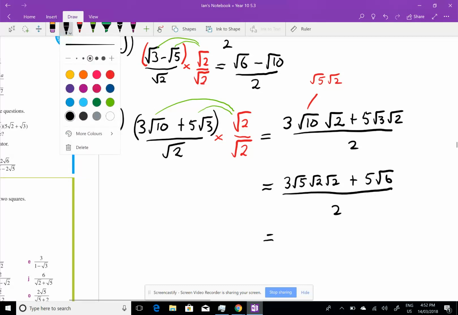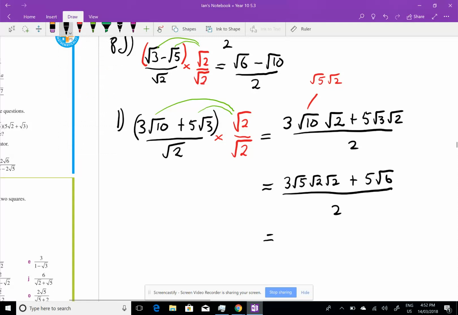Well, root 2 times root 2 is 2. 2 times 3 is 6. So I get 6 root 5 plus 5 root 6 on 2. And that's 8l. 6 root 5 plus 5 root 6 on 2. Am I right? Yes! Yes.